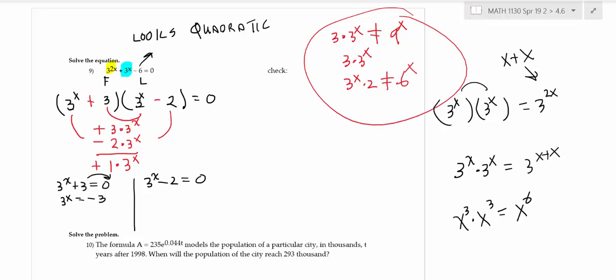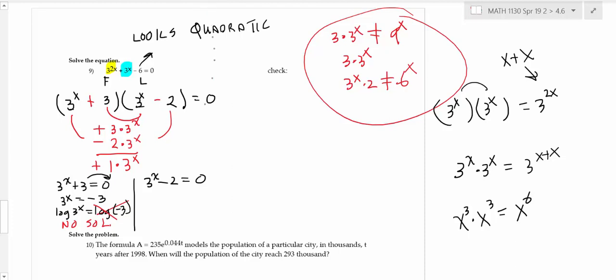If you didn't see that, this is what you would do. You would probably do log of both sides, and then I would hope that you would see that you can't do a log of a negative number. Okay, so that factor right there doesn't have a solution. Okay, the other one does though.